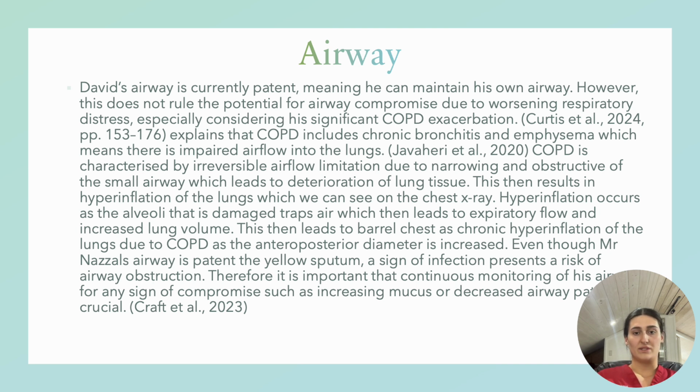This article explains that COPD includes chronic bronchitis and emphysema, which means there is impaired airflow into the lungs. COPD is characterized by irreversible airflow limitation due to narrowing and obstruction of the small airway, which leads to deterioration of lung tissue. This then results in hyperinflation of the lungs, which we can see on the chest x-ray. Hyperinflation occurs as the damaged alveoli trap air, which then leads to expiratory flow limitation and increased lung volume.